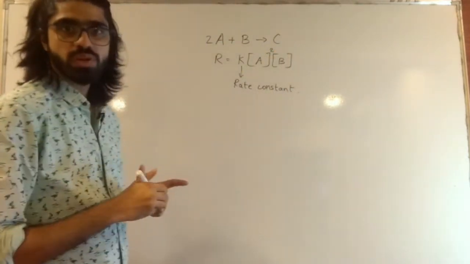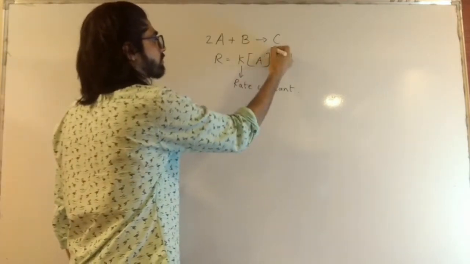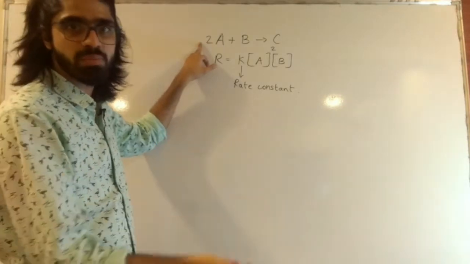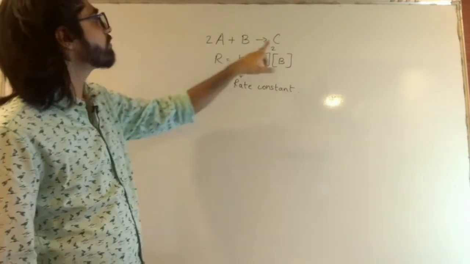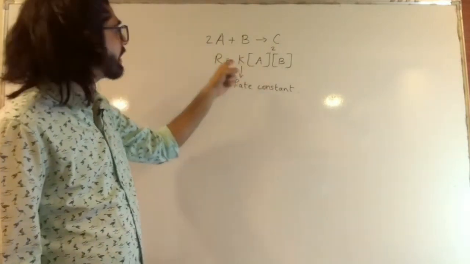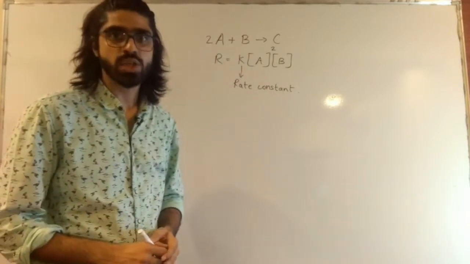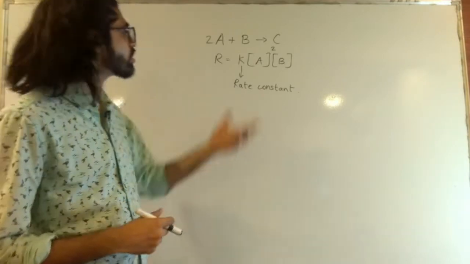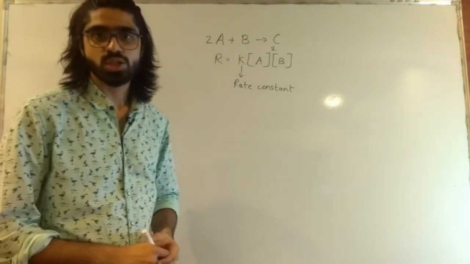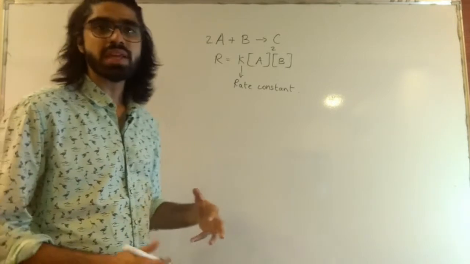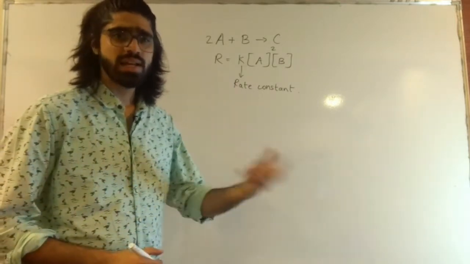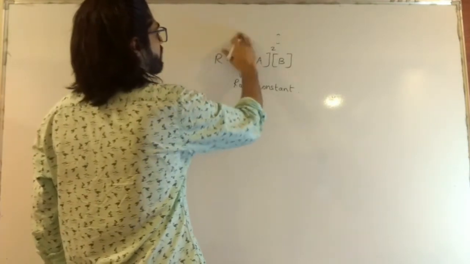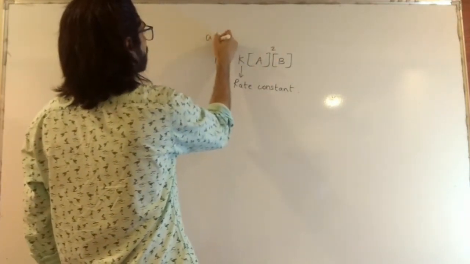So your observation over here is that if the coefficient of A was 2 in the balanced chemical equation, then that too will become the power of concentration of A in the equation that you write for rate of reaction. That's one of the most important things you need to see in the law of mass action. Now instead of 2A plus B giving C or any such random reactions, let's take a general reaction. A general reaction of the type aA plus bB giving cC plus dD.